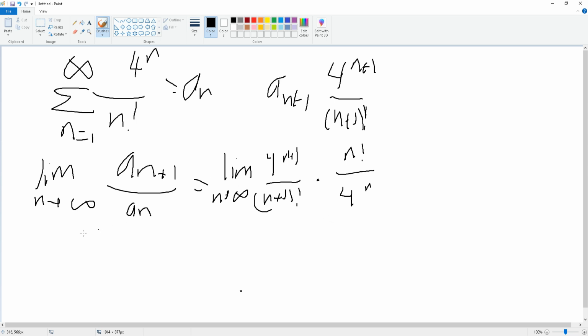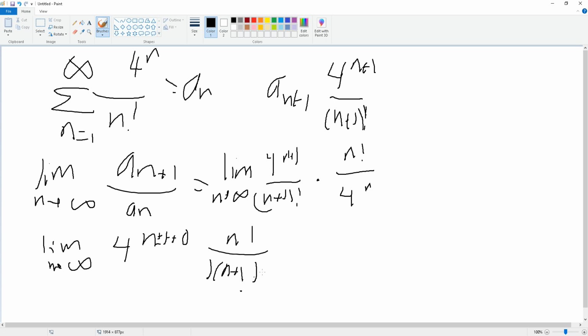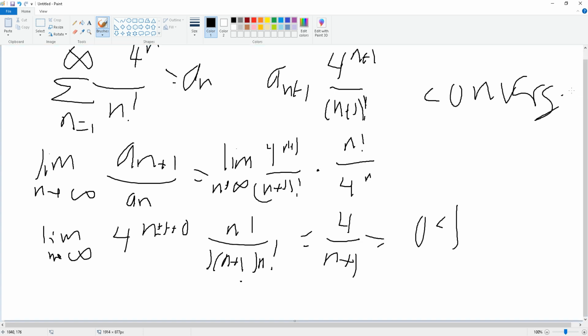So if we multiply across, we get the limit as n approaches infinity of 4^(n+1) over 4^n, which is 4, and n factorial over (n plus 1) times n factorial. And that is the same as 4 over n plus 1. And that limit is 0, and 0 is less than 1. So because it's less than 1, the series converges. We just take the limit of this, and that equals 0. And because it's less than 1, it converges.